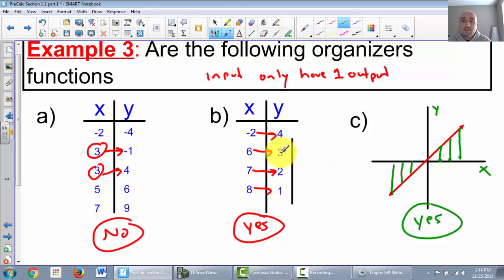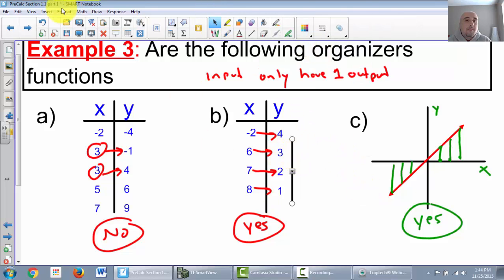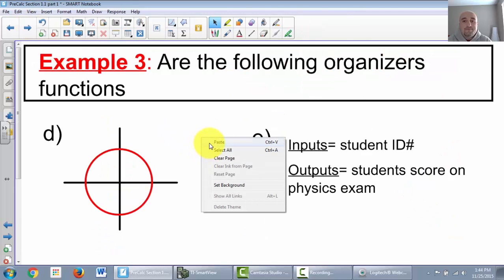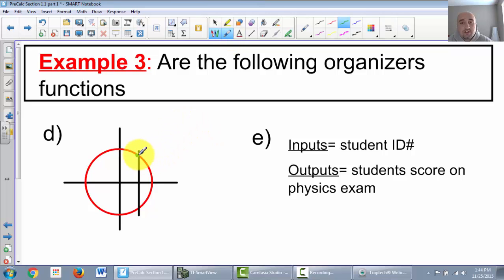Okay, let's go to the next page. All right, let's look at the next one. All right, so is this circle a function? Does it only touch my vertical line once at a time? And if you notice, if I put it right here, how many times does it touch? It touches once here and once here. Automatically not a function. So no, not a function. Okay, hopefully that makes sense.